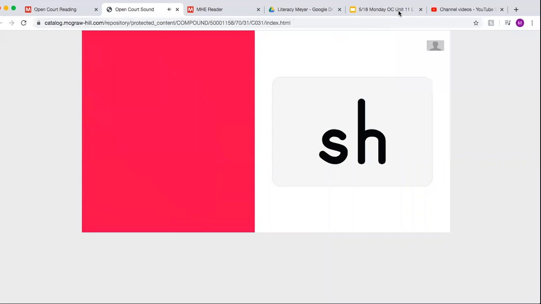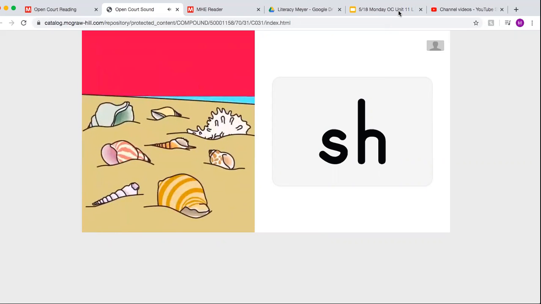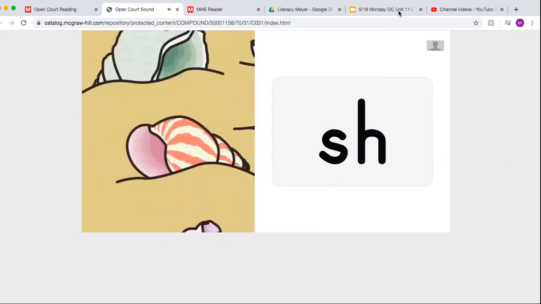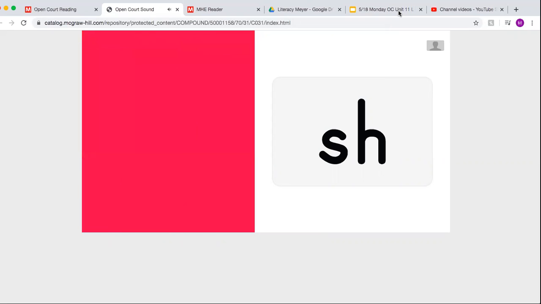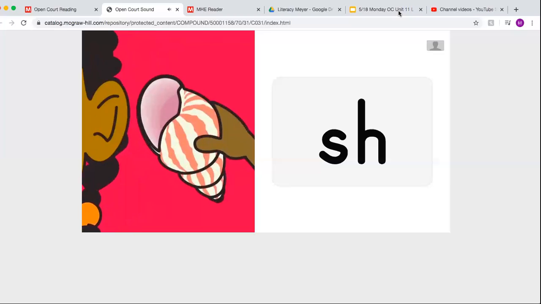SH. Shell. Sheila and Sharon went to the seashore. They saw lots of shells. Sheila rushed from shell to shell. Sharon held a shell to Sheila's ear. "Do you hear anything?" asked Sharon. "Yes, it sounds like the ocean crashing on the shore," shouted Sheila.